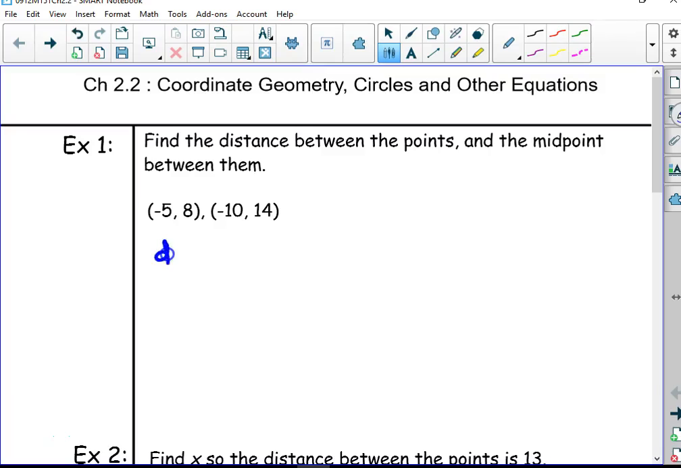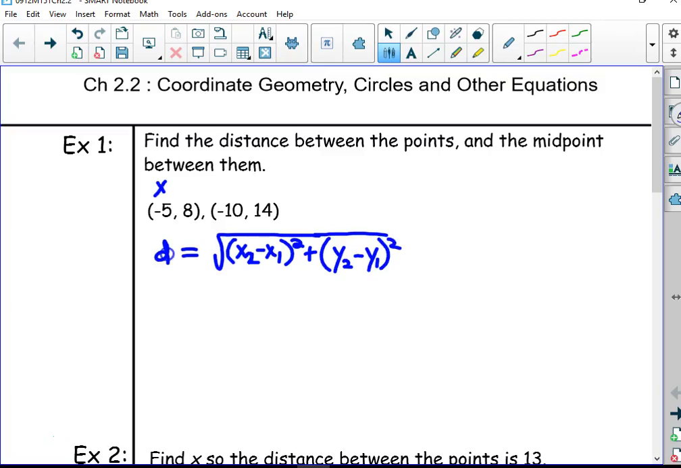And distance is a version of the Pythagorean theorem where we're basically taking our legs and squaring them. If you think about the difference between our y's and our x's, those are the legs of a right triangle. So this is a variation of the Pythagorean theorem. We find the difference in our x values and square them and add that to the difference in our y values.